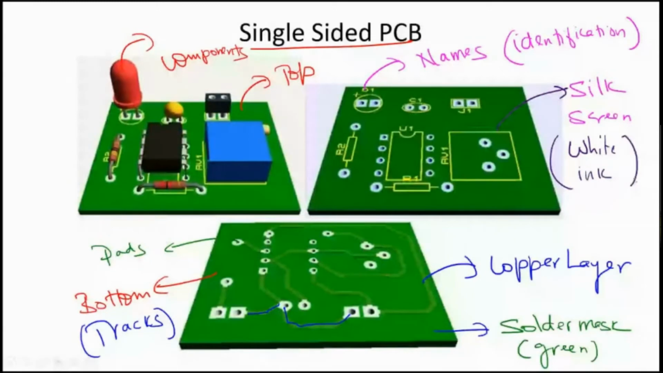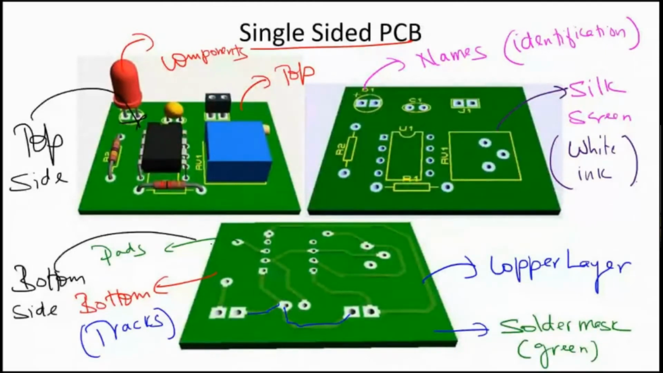So this is how a typical single layer PCB would look like. A single layer PCB essentially has two sides. One is a top side, the other one is a bottom side. On the top side we put all our components, and on the bottom side we put all our tracks, design all our tracks. So that is how it is.